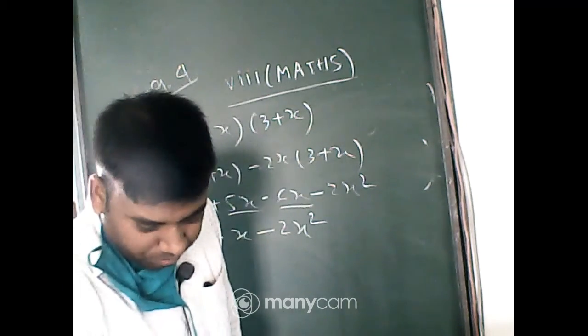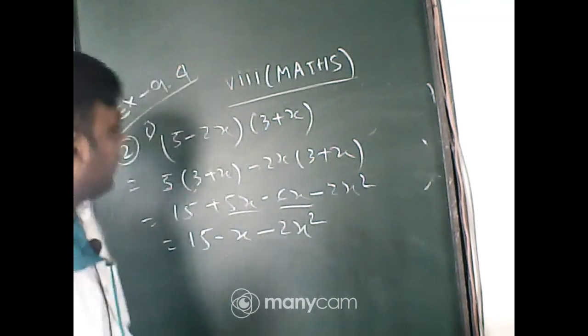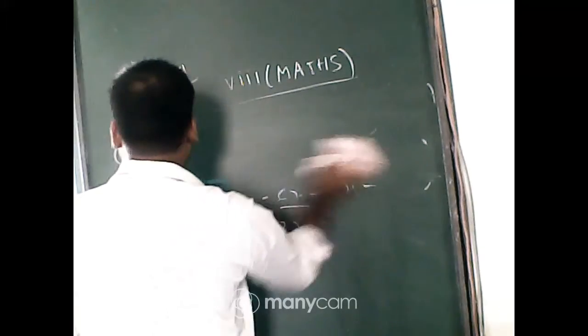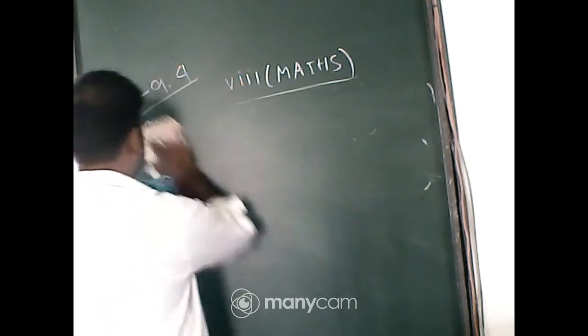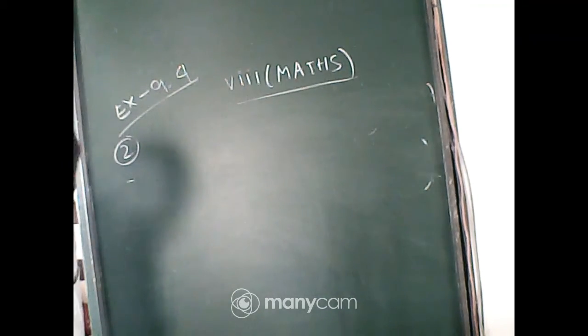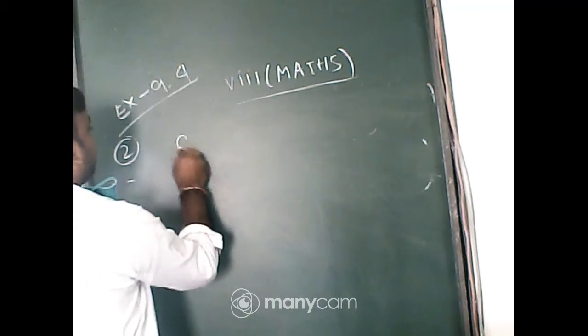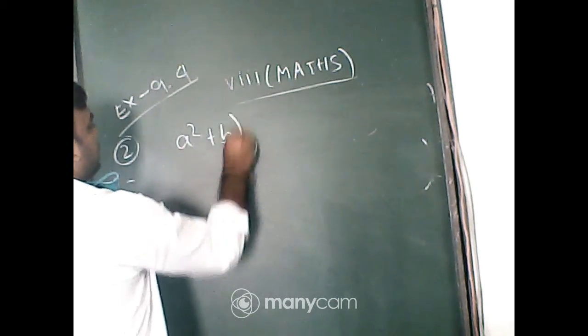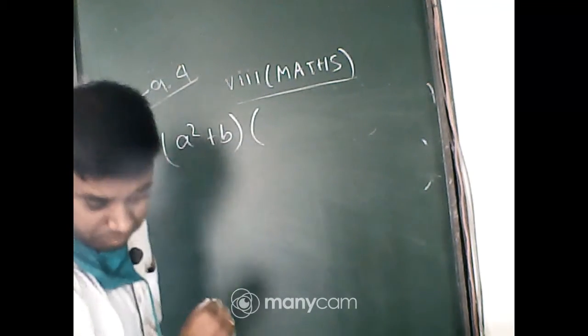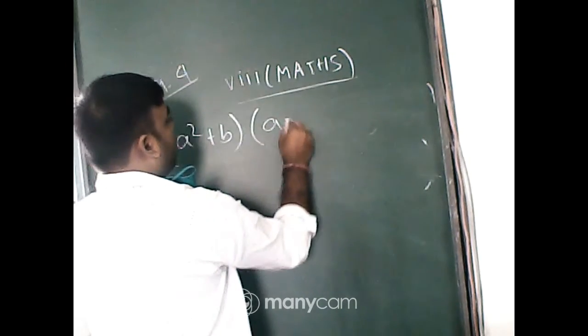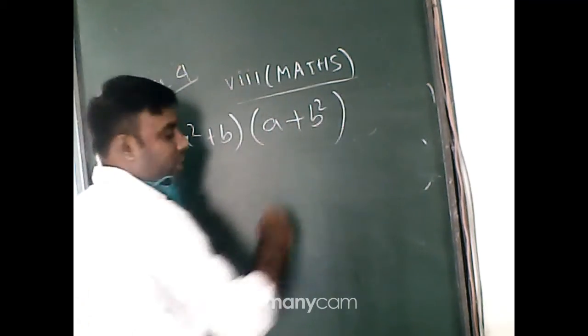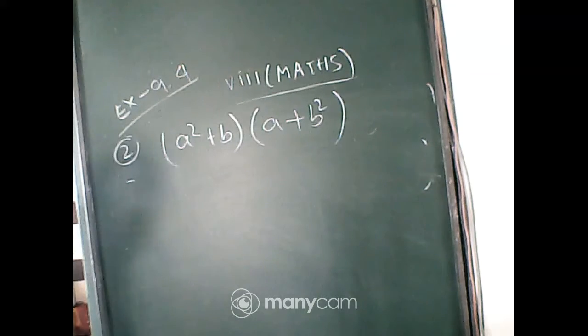Next question, that is question number 3. Question number 3, a square plus b and a plus b square. Do it quickly, very easy sums. Chandranath already answered it. Okay, very good, Chandranath.